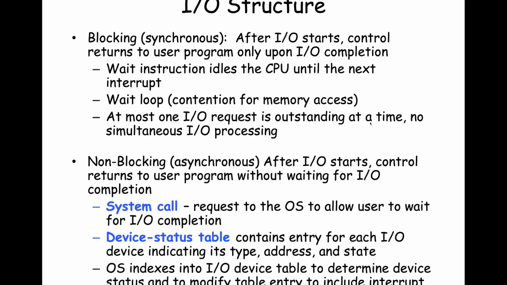Okay, so the I/O can be of various sorts. It can be blocking. What blocking means is that in the program that's executing, when the I/O call happens, the CPU doesn't do anything until the I/O operation is complete. So you have what's called a wait instruction, which idles the CPU. You have a wait loop, and once that I/O operation is done, that's when control returns. That means at most one I/O request is in progress or outstanding at any given time. You can't have simultaneous I/O requests.